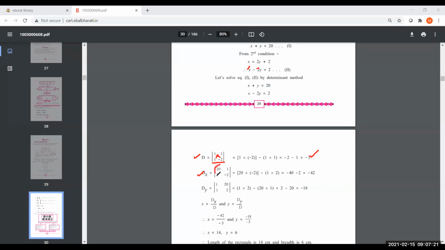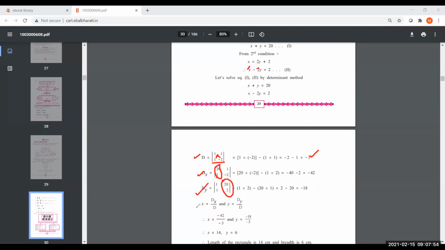Again, this is the most important thing while writing Dx. Look here, the first place in D is for x. So instead of x, write the values of the constants here. The constant from the first equation, the constant from the second equation, and your y terms will remain as they are. Again, solve with the same simple method. And for Dy, this is the place for y. So instead of the coefficient of y, we write the constant terms, and the x terms will remain as they are. Again, solve them, we get the value of Dy.